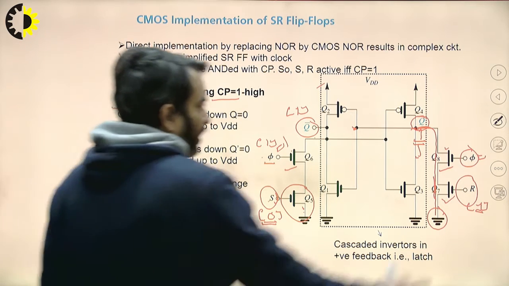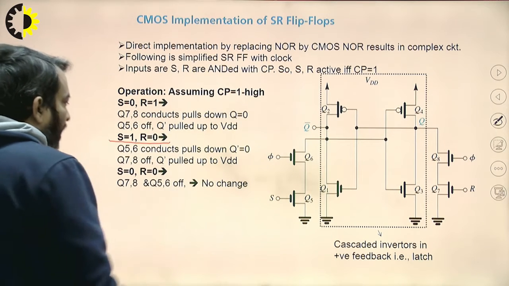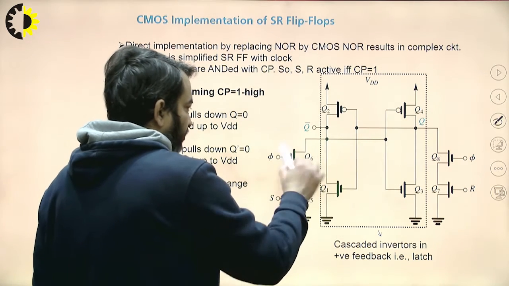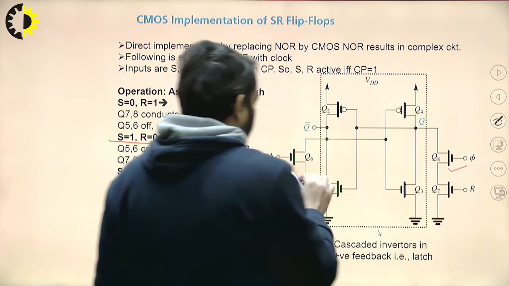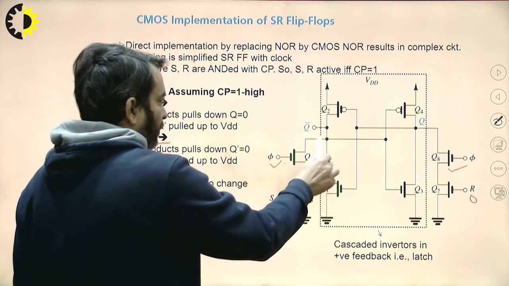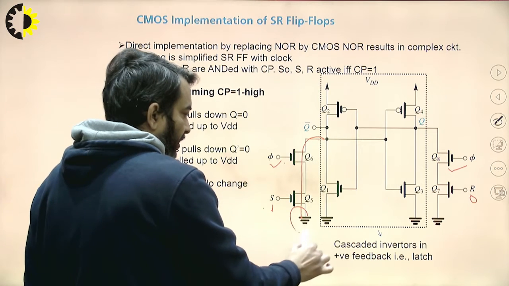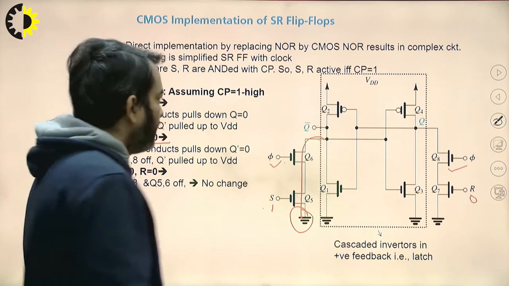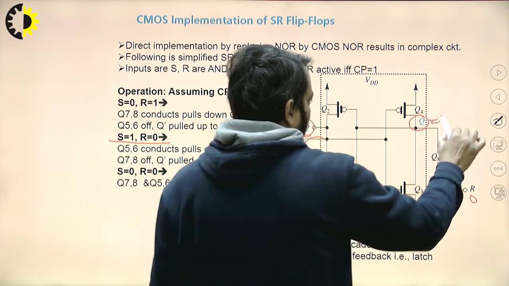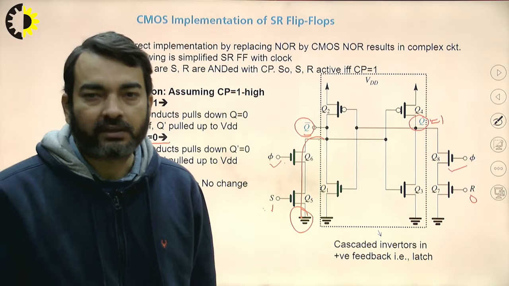In the same way, let us consider the opposite case, that is S equal to 1, R equal to 0. In that particular case, again we assume that the clock pulse is high, so these two transistors will be on. Now this is 1, this is 0, so the capacitor at this particular node will find a discharging path and will discharge to ground. So here Q bar is now 0. This implies Q will be 1. So for S equal to 1, we get Q equal to 1.